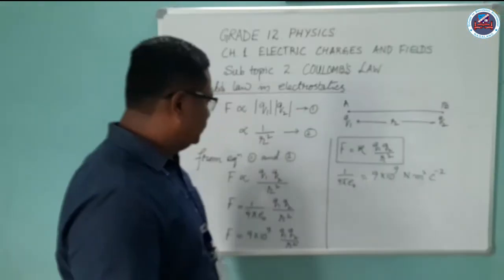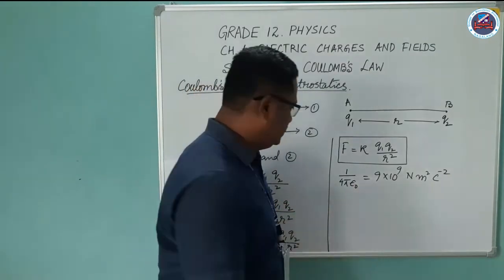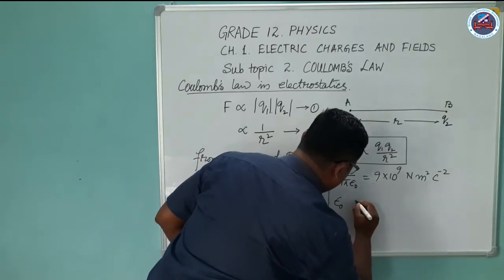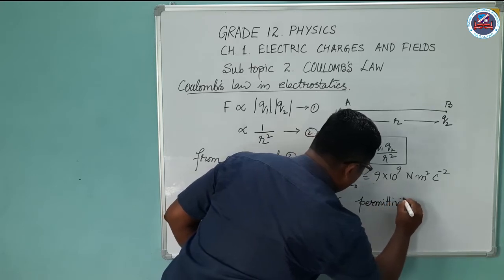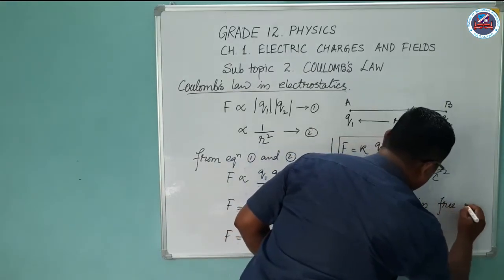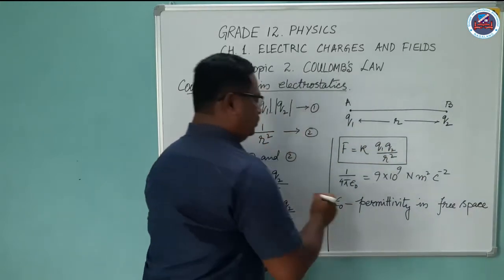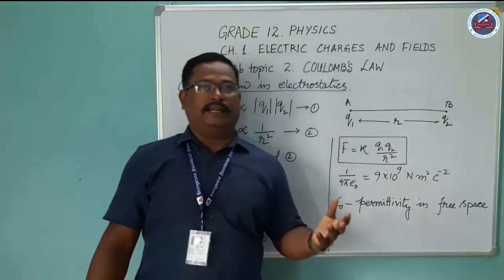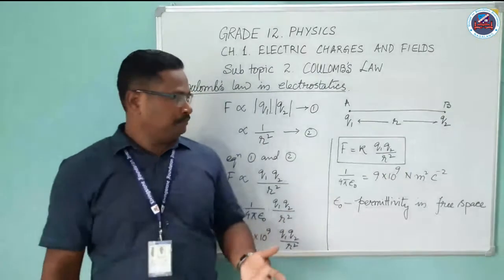You may be thinking here, this term epsilon naught, what does it indicate? This is an electrical constant. We call it permittivity in free space. This represents permittivity in free space. The meaning is the capability to produce electric field lines in free space when other objects are not nearby or surrounding.